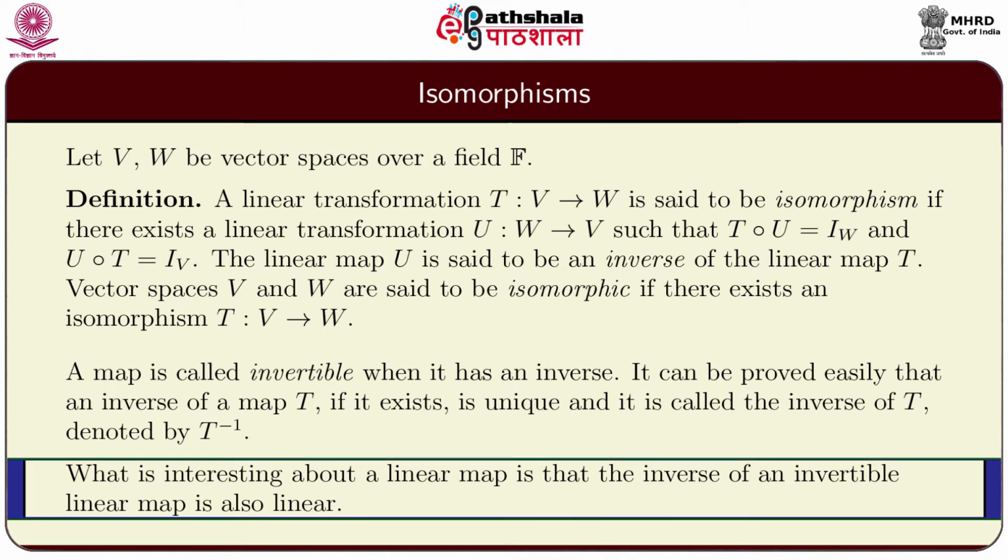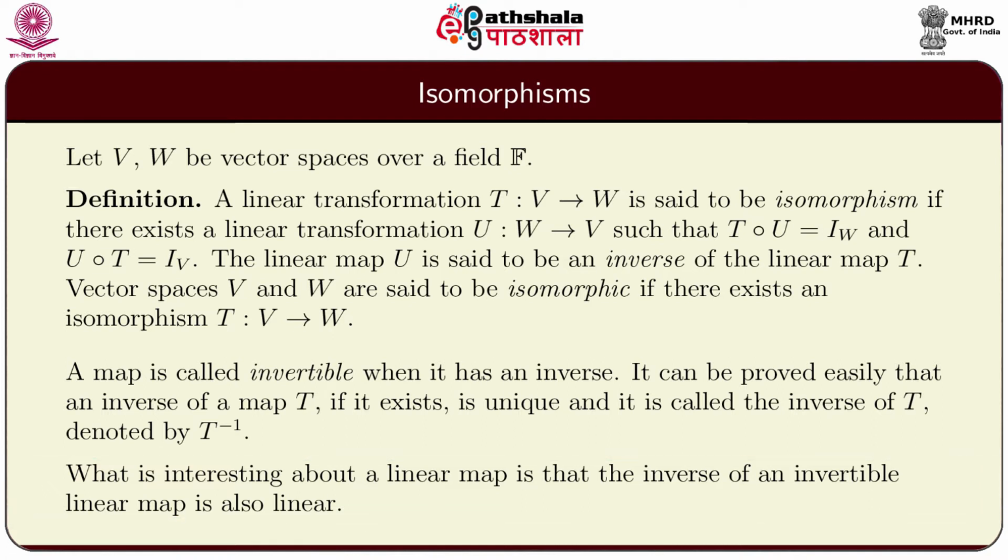Now, what is more interesting about a linear map is that the inverse of an invertible linear map is always linear. So, if there is a linear map T from V to W, and if we know that the inverse map of T exists, then we can prove that the inverse map is also a linear map from W to V.